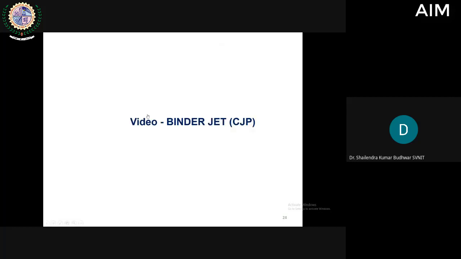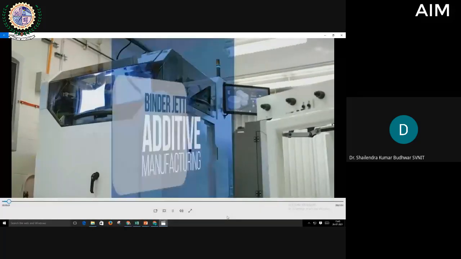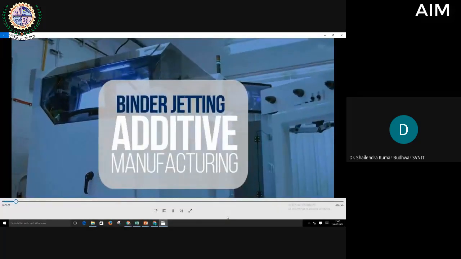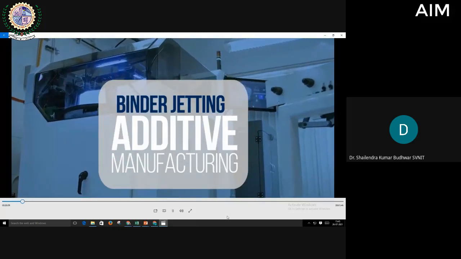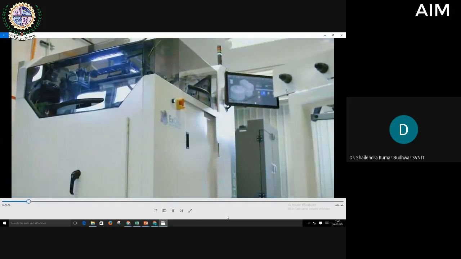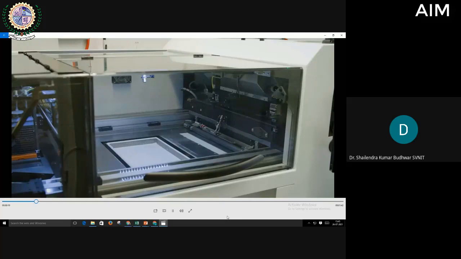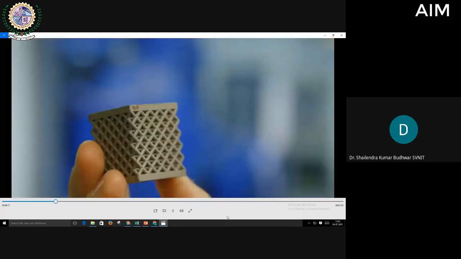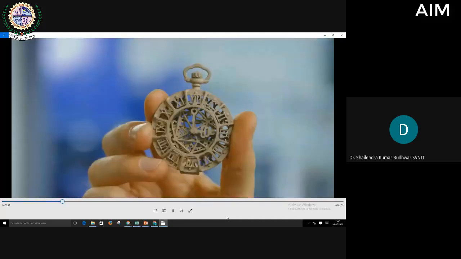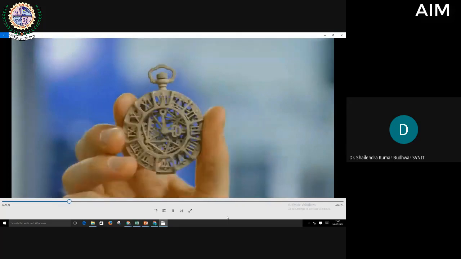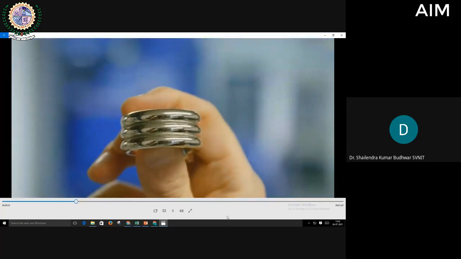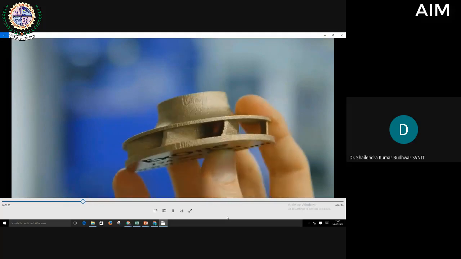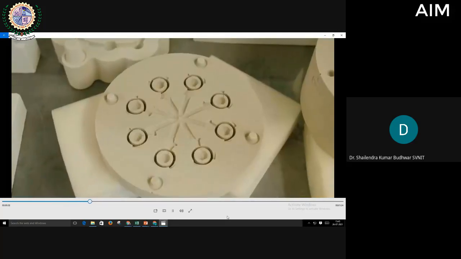So you can see the video of this technology. Binder jetting additive manufacturing is a process inspired by the technology of inkjet printers. In this process, a liquid binder is selectively deposited on a powder bed with a print head. It is a growing process that allows the production of parts for the manufacturing, medical, and dental industries. This technique enables the production of metallic and ceramic parts, as well as sand molds for castings.